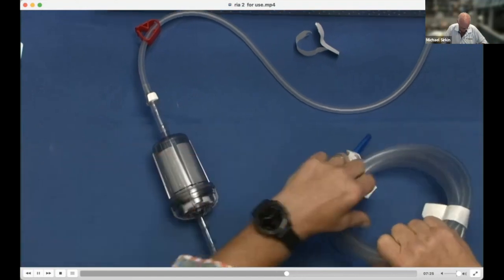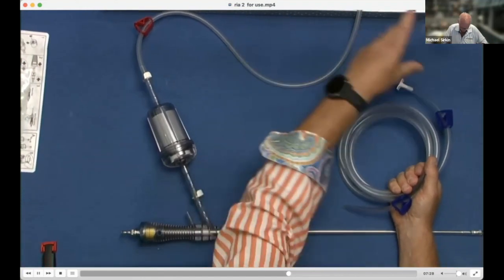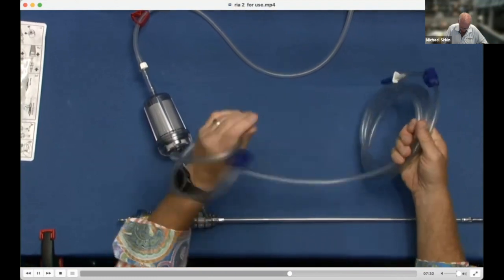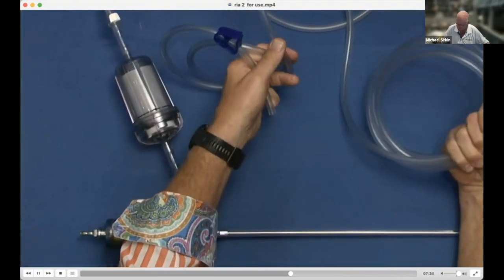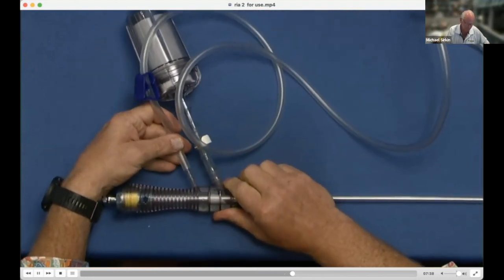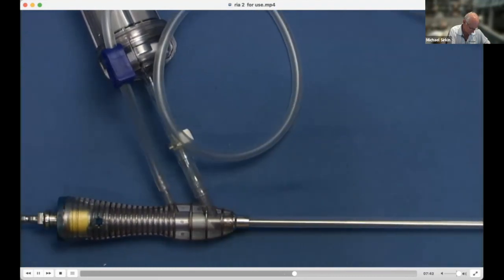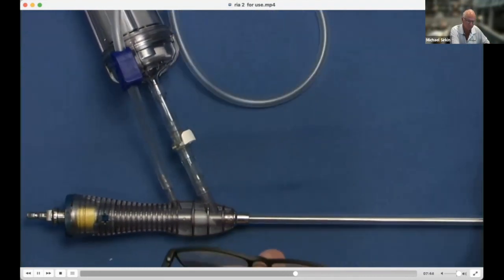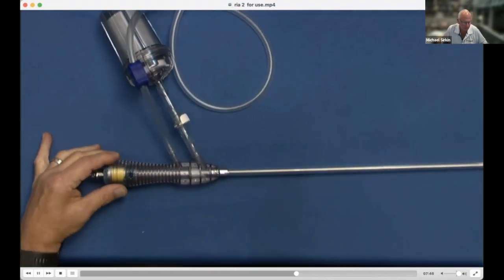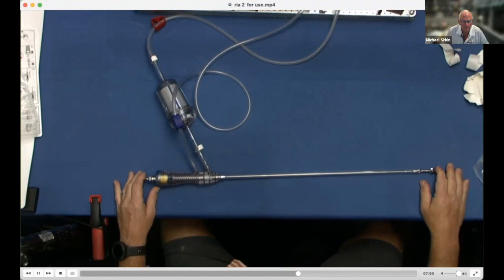Next, we're going to take our irrigation tubing, which is blue, and connect the one end of it without the spike to our irrigation port, and then pass the rest of the tubing off the field so that we can spike a bag. And this will be the setup.